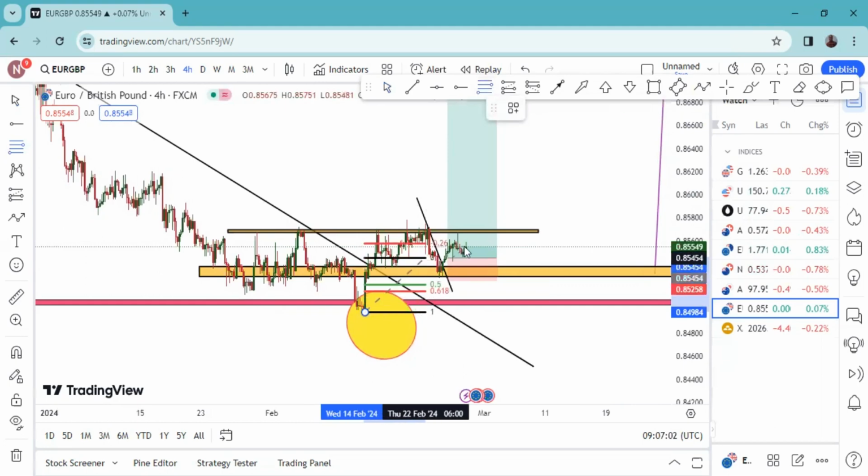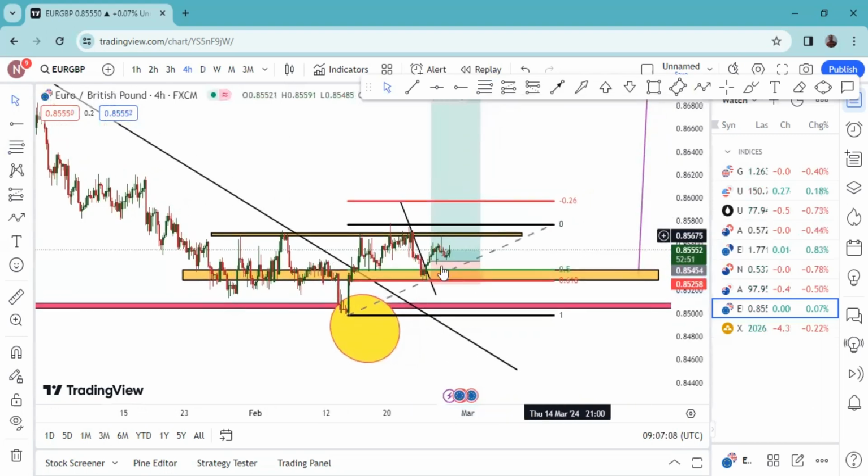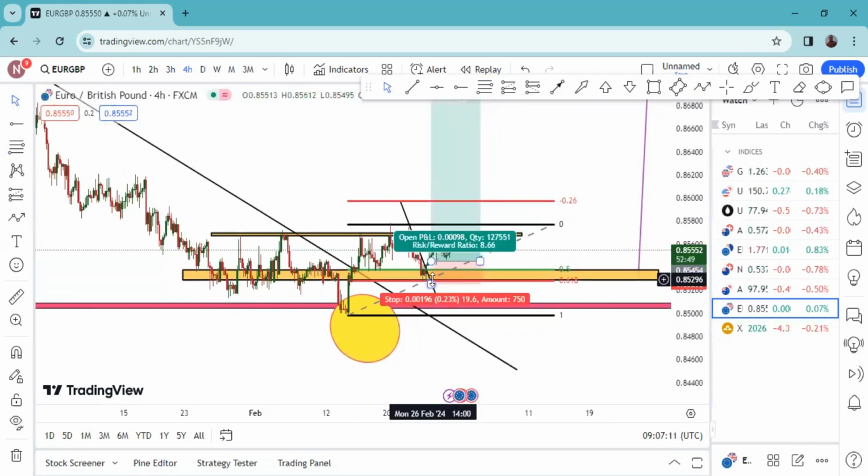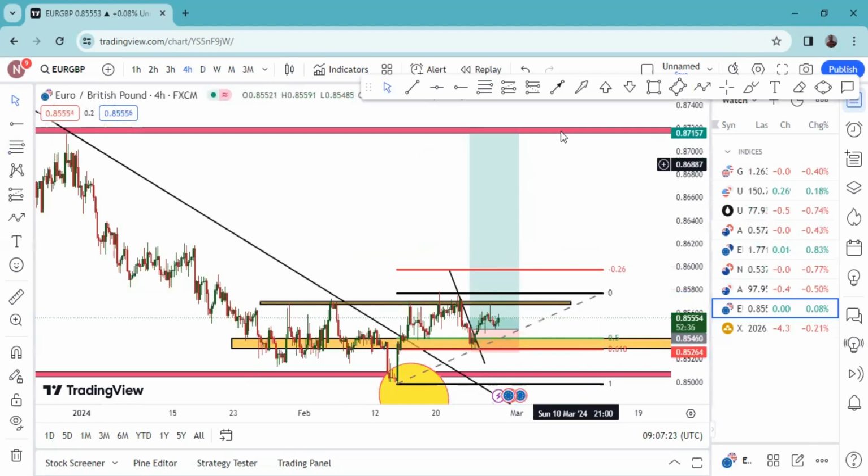Then on my Fibonacci, it showed me this is the 61 level. I drew my counter trend line here and I took my trade there. My stop loss was below this level, and my TP, I'll just take my TP as I move up.